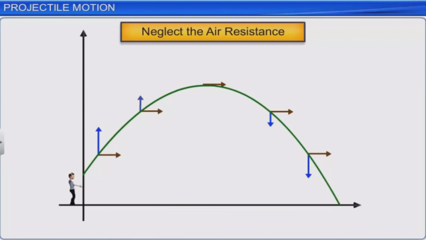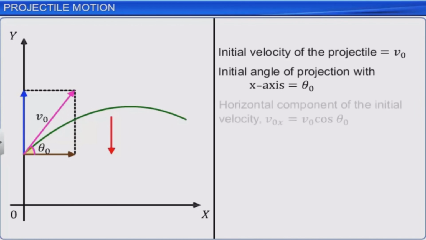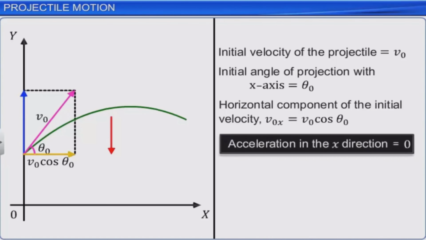The initial velocity of the projectile is v0. The initial angle of projection with the x-axis is θ0. The horizontal component of the initial velocity, v0x, is v0 cos θ0. This horizontal component remains constant throughout the flight, as the acceleration in the x direction is 0 and air resistance is negligible.